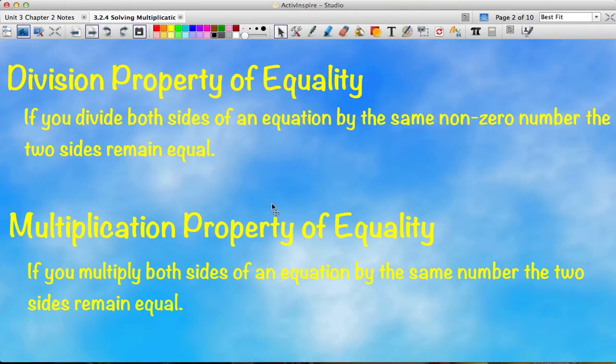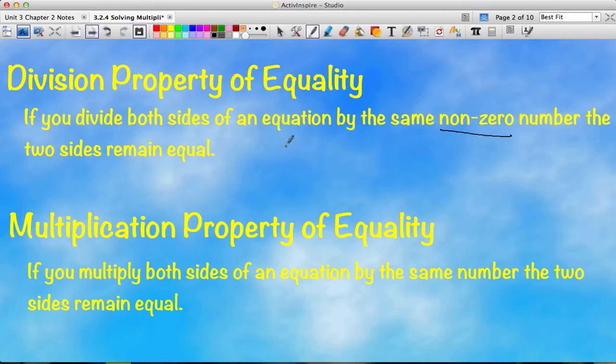So the first thing that we need to know is the different properties of equality. We've talked about the addition and subtraction properties of equality, and now we're going to talk about the division and multiplication properties of equality. They're all essentially the same. They're telling us that if we follow the golden rule of what you do to one side, you do to the other, that everything will work out equally. The only difference with the division property is that it has to be divided by the same non-zero number in order for the two sides to remain equal. So it can be any number except for 0.